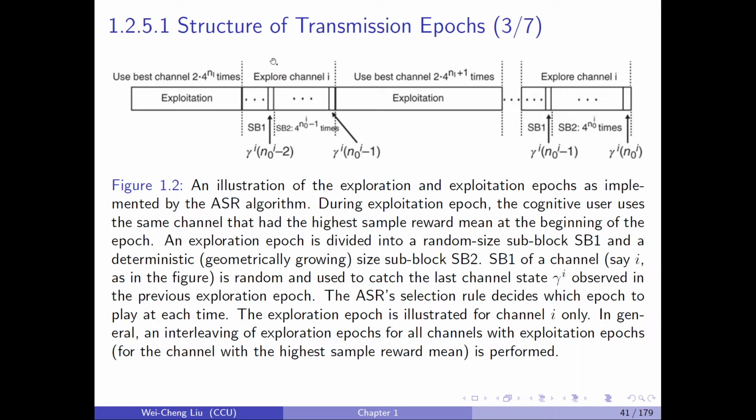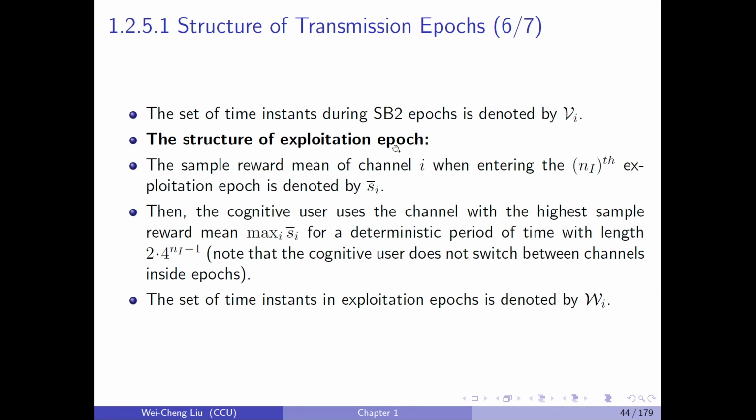Here is the exploration epoch, and here is gamma I times N_I minus 1. The set of time instants during SB2 epochs is denoted by V_I. Then we are going to introduce the structure of the exploitation epoch.